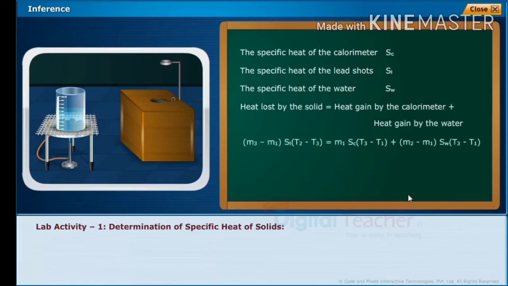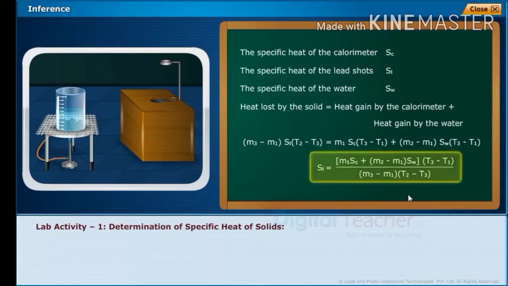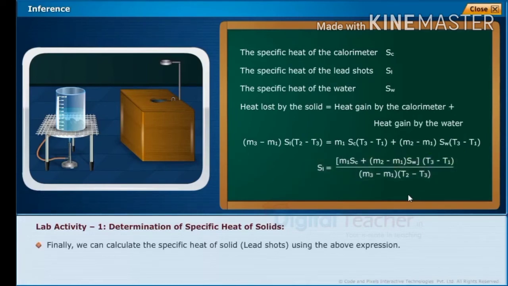M3 minus M1 into SL into (T2 minus T3) is equal to M1 SC into (T3 minus T1) plus (M2 minus M1) into SW into (T3 minus T1). SL is equal to [M1 SC plus (M2 minus M1) SW] into (T3 minus T1), divided by (M3 minus M1) into (T2 minus T3). Finally, we can calculate the specific heat of the solid, lead shots, using the above expression.